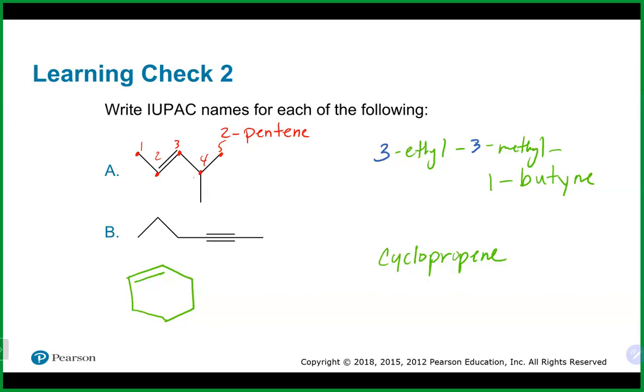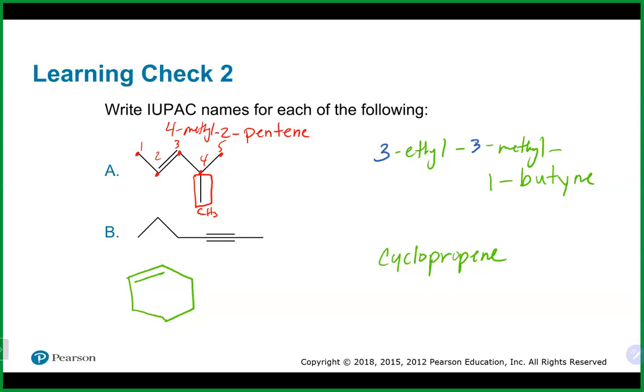And lastly, here we have just a line hanging off the end there, at carbon number 4. A line in a line structure with nothing written there is a carbon and 3 hydrogens, a methyl group, at the end of that. And that would then give us 4-methyl-2-pentene. Any question on that name there?